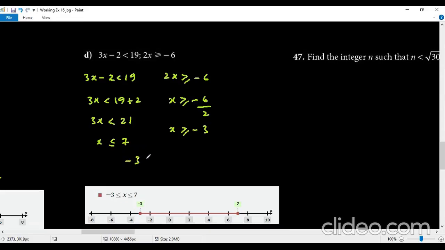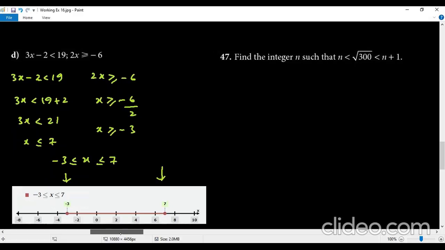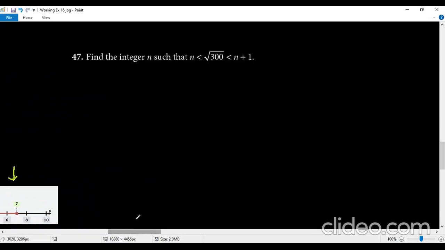So once I'm writing this in terms of inequality, I will be writing negative 3 first, x less than 7, and on a number line I'll be representing it in this way. Both the circles are going to be filled. This is how your answer is going to look like.